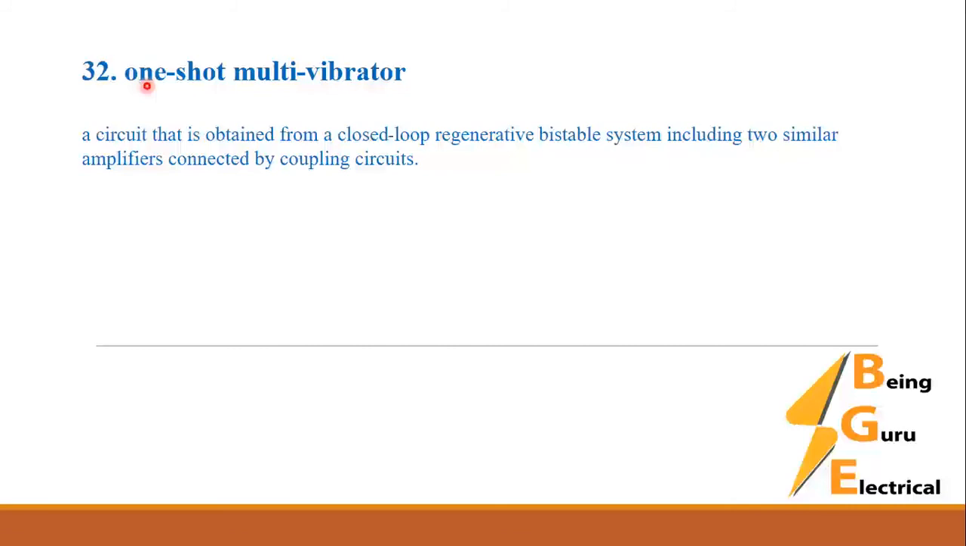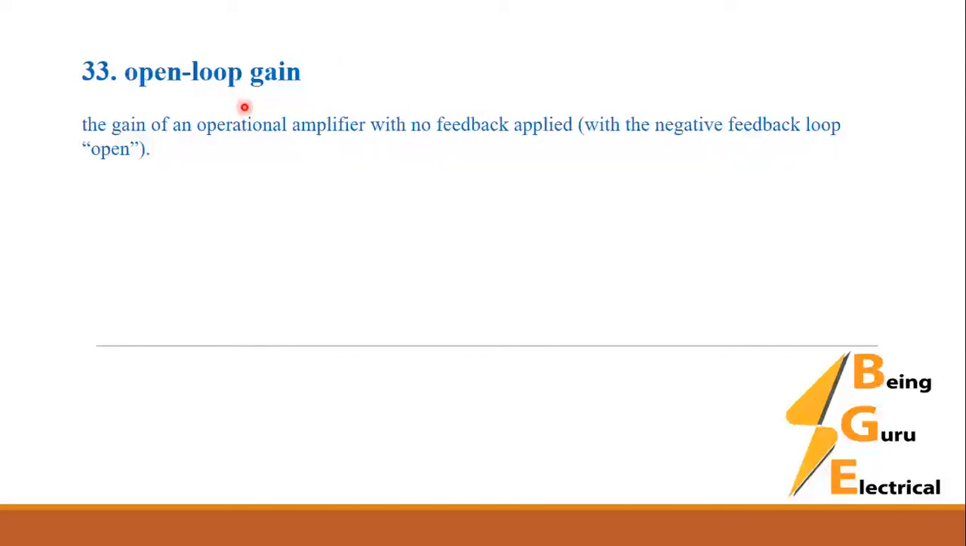Next we have one-shot multivibrator. A circuit that is obtained from a closed loop regenerative bistable system including two similar amplifiers connected by a coupling circuit is called a one-shot multivibrator. Next we have open loop gain. The gain of an operational amplifier with no feedback applied. So a system having no feedback is called open loop gain.